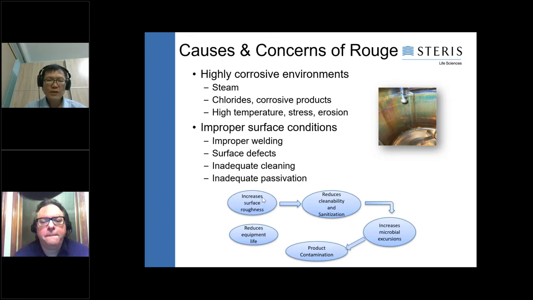So what are the concerns of rouge? Once rouge occurs on the surface, the effect is an increase in the surface roughness. This reduces the cleanability of the surface. That means your normal cleaning procedures will not be effective in removing residues from the surface, as the increased roughness can trap microbial residues as well as product residues. This can cause microbial excursions or product contamination, which are quite serious consequences. At the same time, it can also reduce equipment life, because once corrosion sets in, it can deteriorate over time if no remediation is done to address the rouge on the surface.